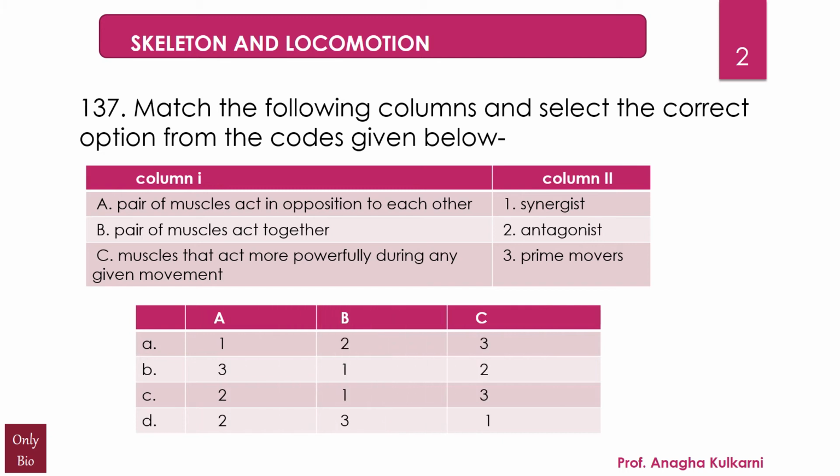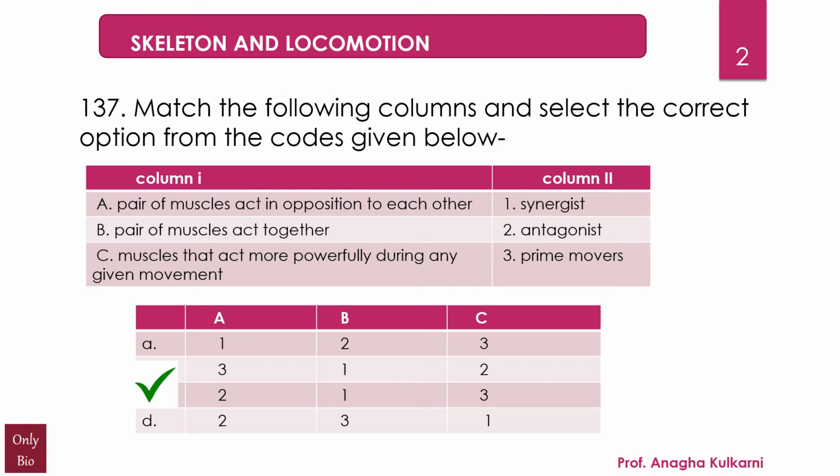The options given are, in option A, it says A is 1, B is 2, and C is 3. Option B says A is 3, B is 1, and C is 2. Option C says A is 2, B is 1, and C is 3. Option D says A is 2, B is 3, and C is 1. And the correct answer for this question is C. That is, A is 2.